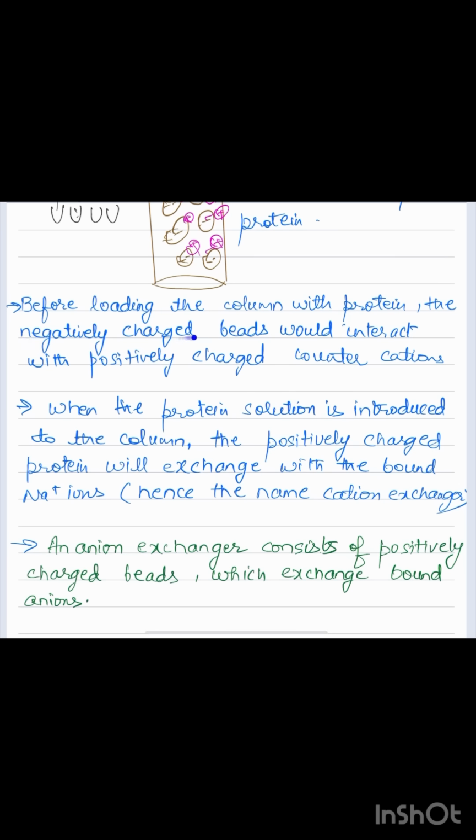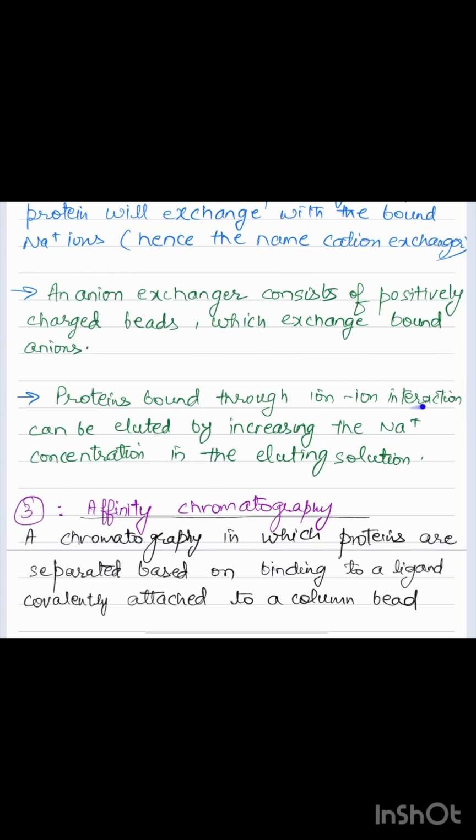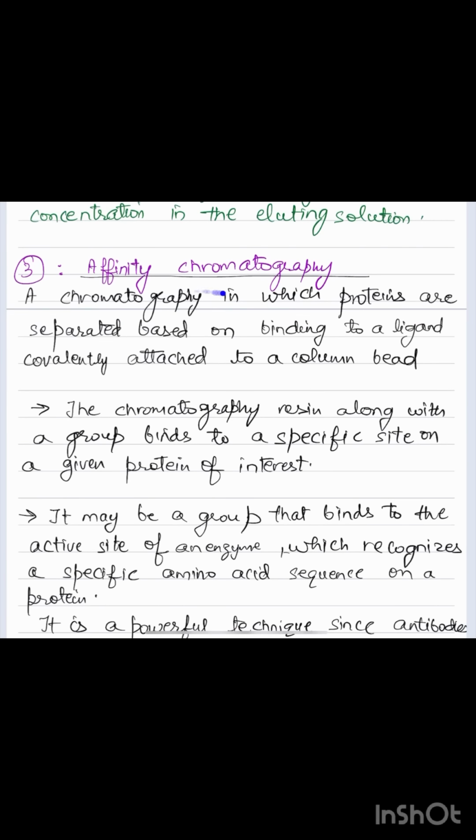Before loading the column with protein, the negatively charged beads would interact with positively charged counter cations, and when the protein solution is introduced to the column, the positively charged protein will exchange with the bound sodium ions. Now an anion exchanger consists of positively charged beads which exchange bound anions. And proteins bound through ion-ion interaction can be eluted by increasing the sodium concentration in the eluting solution.